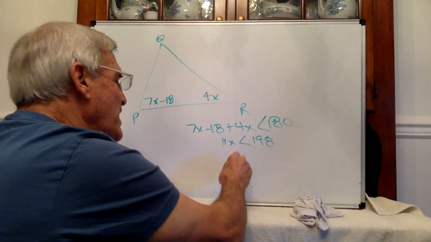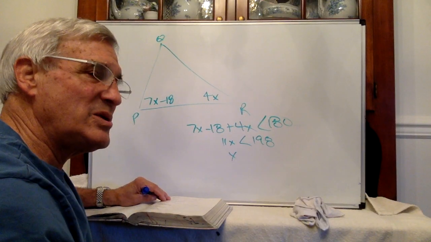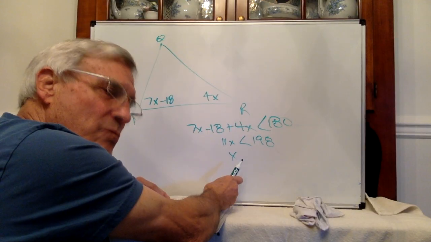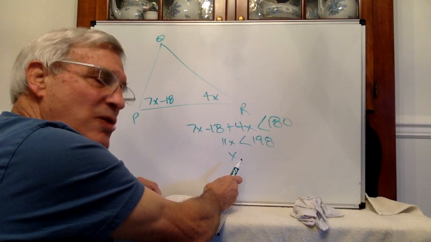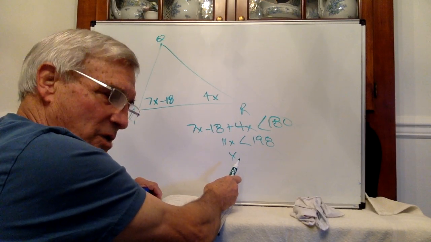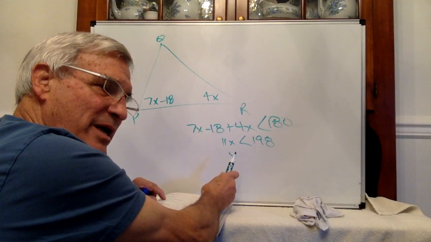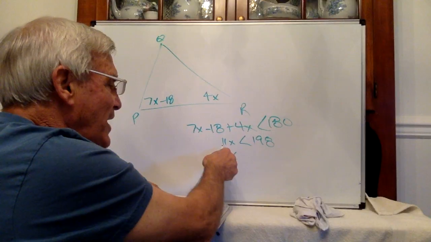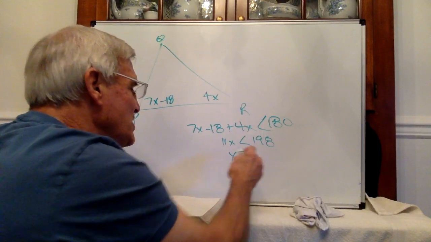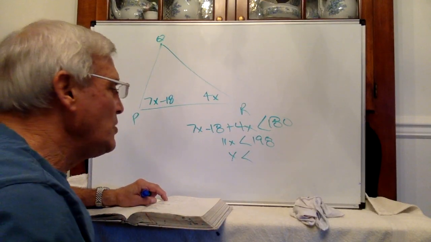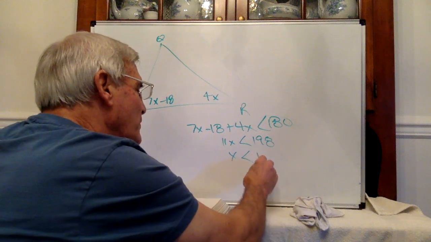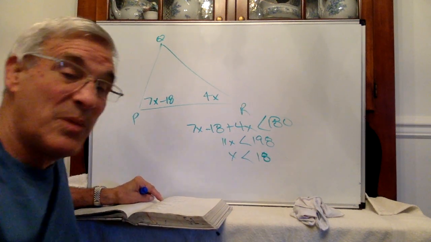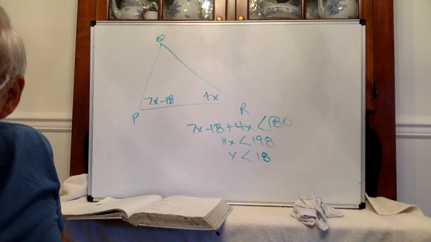Now to solve for x, I have to divide by positive 11. Here's where an inequality is affected. If you multiply or divide an inequality by a negative number only, the order symbol turns around. I'm dividing by positive 11, so it does not affect the order symbol. 198 divided by 11 is 18. So there's my first part. I know x has to be less than 18.